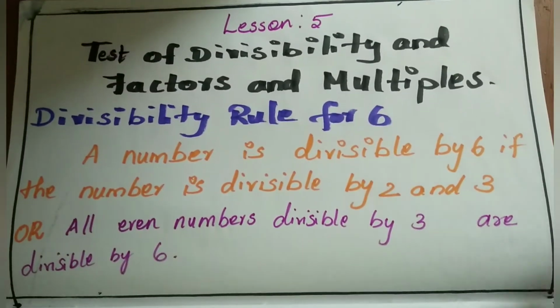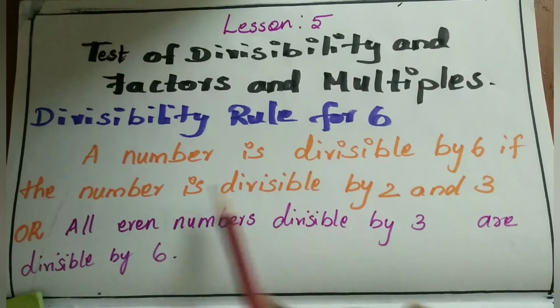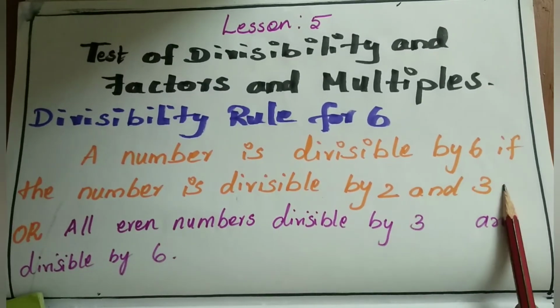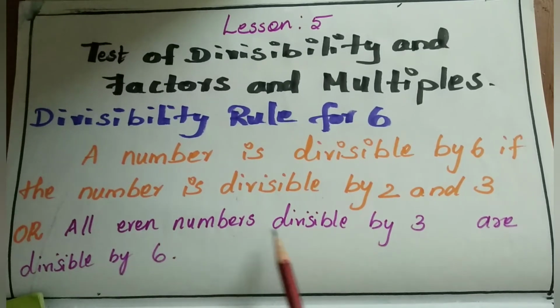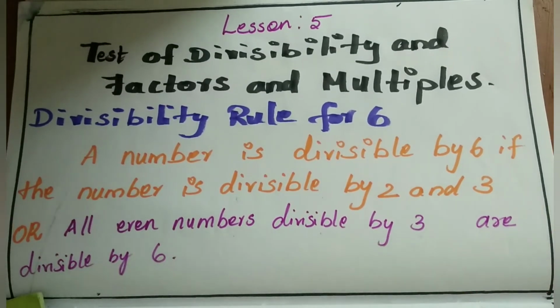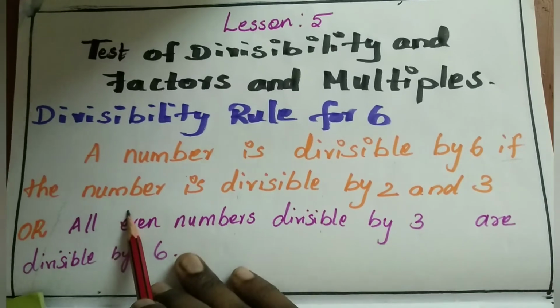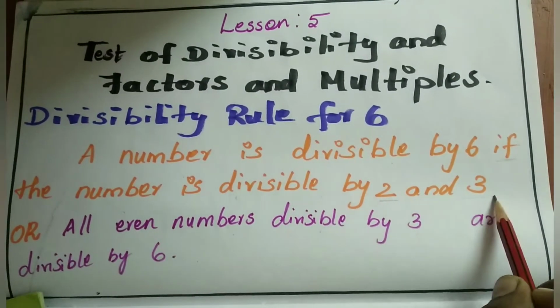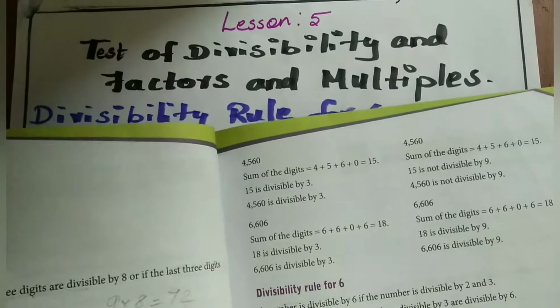Now let us discuss the divisibility rule for 6. A number is divisible by 6 if it is divisible by both 2 and 3, or in other words, all even numbers divisible by 3 are divisible by 6. So what is the condition? The number should be divisible by both 2 and 3.